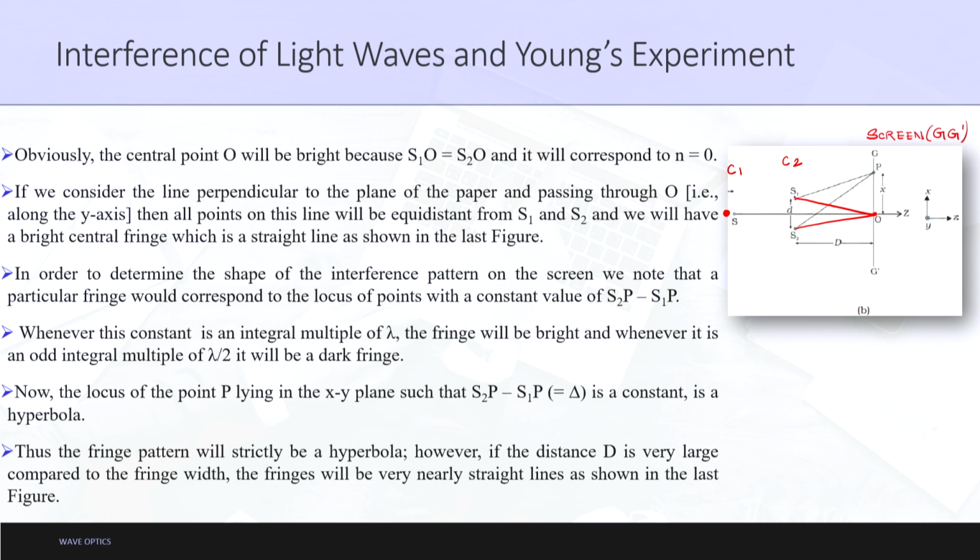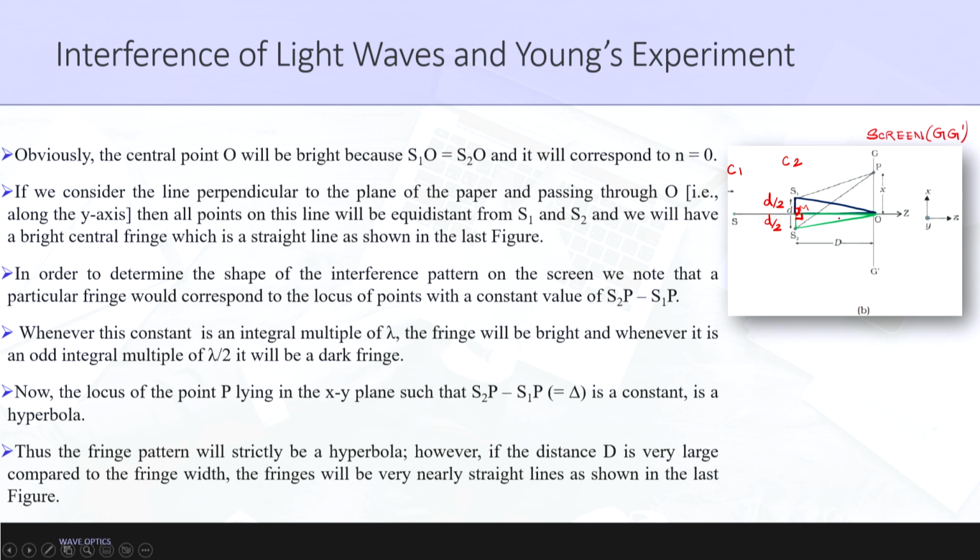Even if we take the congruency of this triangle, let me try to make it using different colors. So, first of all, this is S1O for you and this is S2O for you. Quite evident that S1O will be nothing but d by 2, and this will also be d by 2. This distance, let me denote as some m value. So, this MO is common and this is 90 degree.